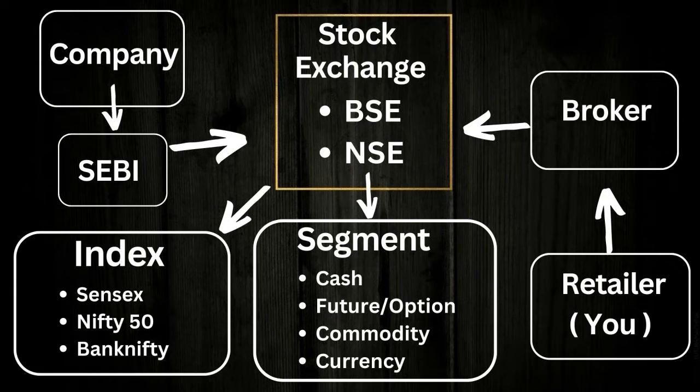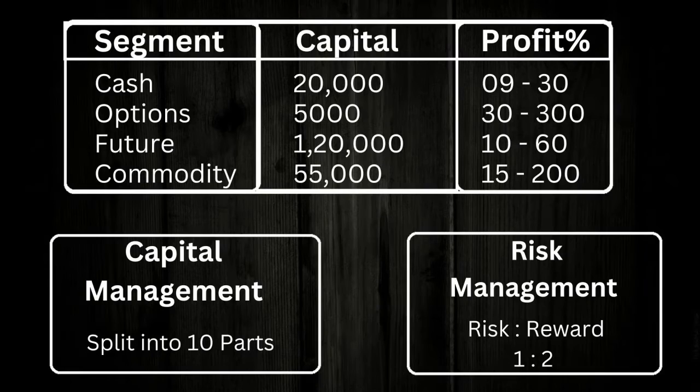So beginner traders must stick to the cash segment only, and if they get a good profit in the cash segment, then they can move to future, option, commodity or currency. Until then, they must protect their capital and stick to the cash segment. Now we will talk about segment-wise capital and their profit. Profit percentage will be calculated monthly.